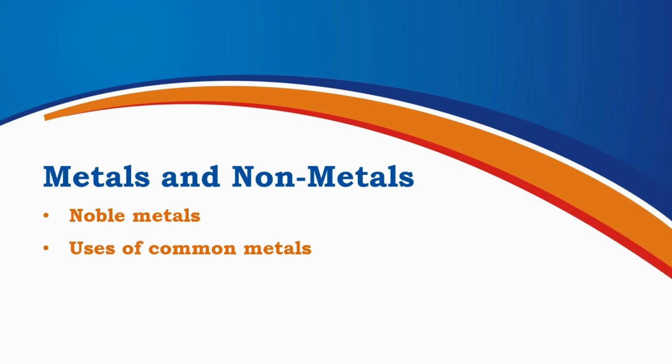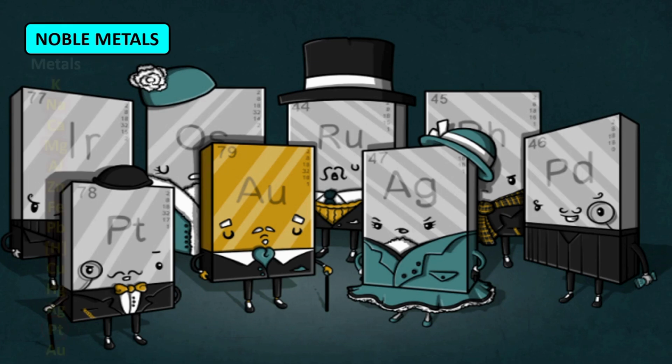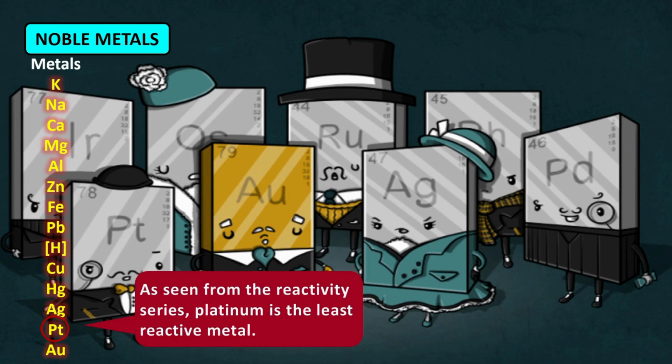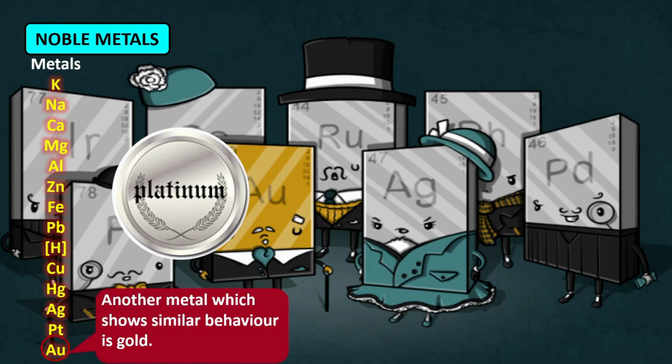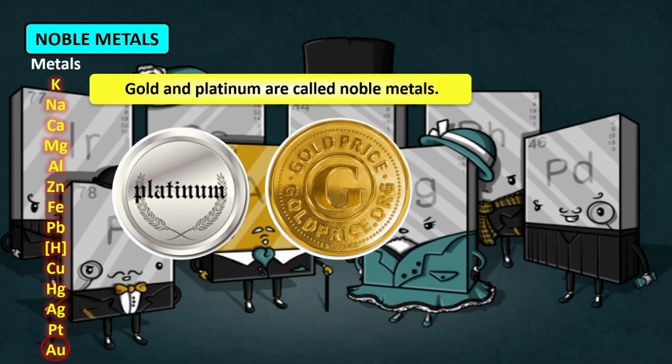Noble metals. As seen from the reactivity series, platinum is the least reactive metal. It does not react with air, water, acids, bases, and most other substances. Another metal which shows similar behavior is gold. Gold and platinum are called noble metals.